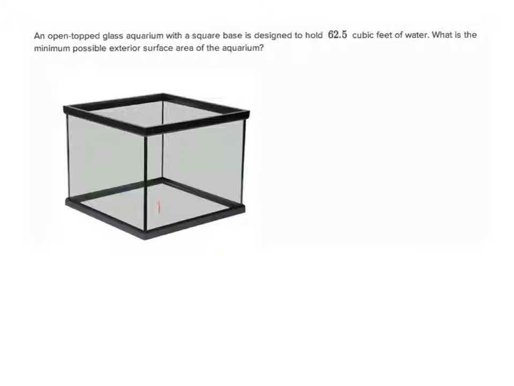So it's got the bottom. And then it's got 1, 2, 3, 4 sides. So here's what we need to do. Now they tell you it's got a square base. All right, so I'm going to call this side X, and I'm going to call this side X. And then the height I'm going to call H.